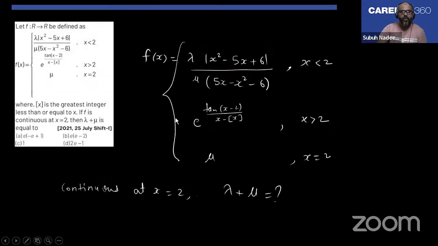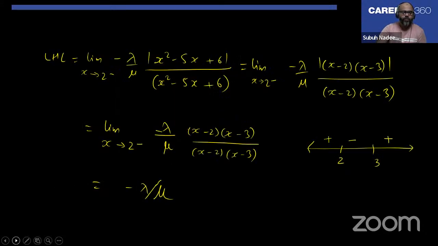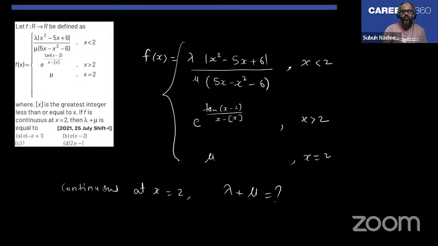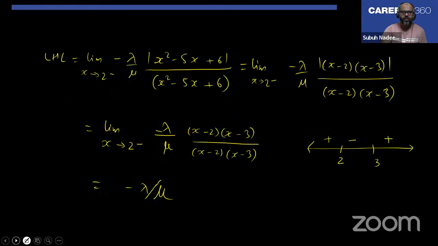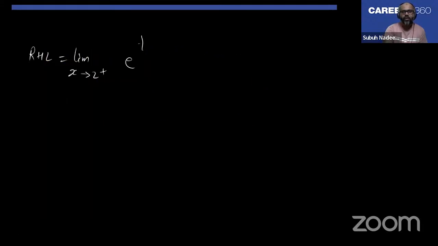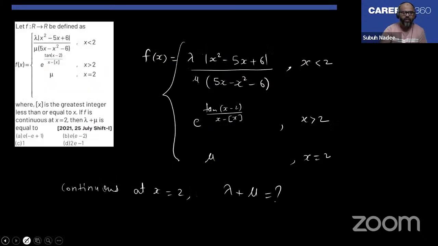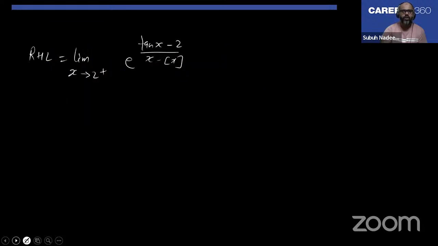Now after this, we come to the right hand limit. So the right hand limit is limit x approaching 2 plus, and for x greater than 2, the definition is e to the power tan(x minus 2) by x minus greatest integer of x. So e to the power tan(x minus 2) by x minus greatest integer of x. This is what is given here, tan of x minus 2, okay, so x minus 2 inside.